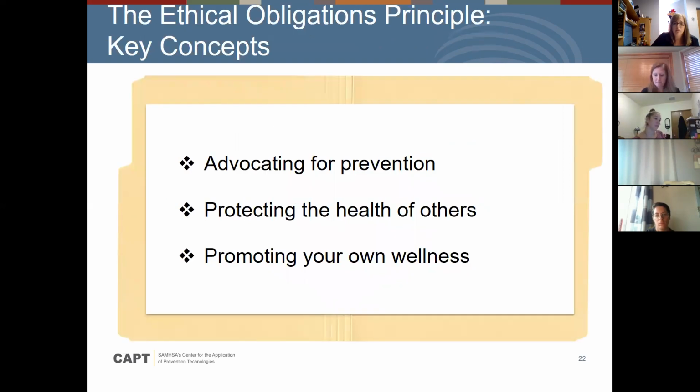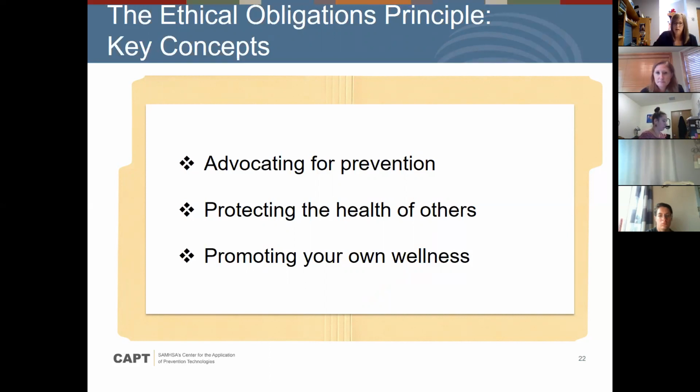So we went through this ethical obligations principle. We talked about advocating for prevention, including programs, policies, and services, but avoiding lobbying in our role as prevention professionals. We talked about protecting the health of others, particularly around substance use or abuse, both during and beyond our work hours. And lastly, we talked about promoting our own health and wellness.